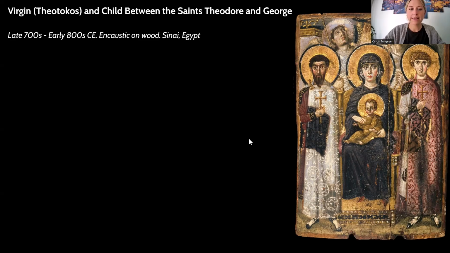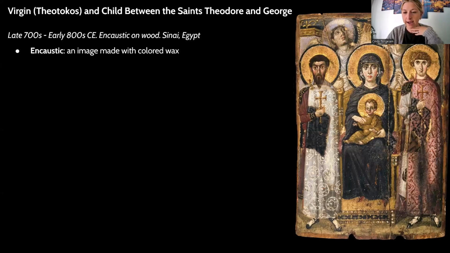So the image that we're looking at here is a depiction of Virgin and Child between Saints Theodore and George. So this is an icon image. It's meant to be worshipped, a devotional image. It was found in a monastery, or was preserved by a monastery. So this would have been something used by monks in worship.